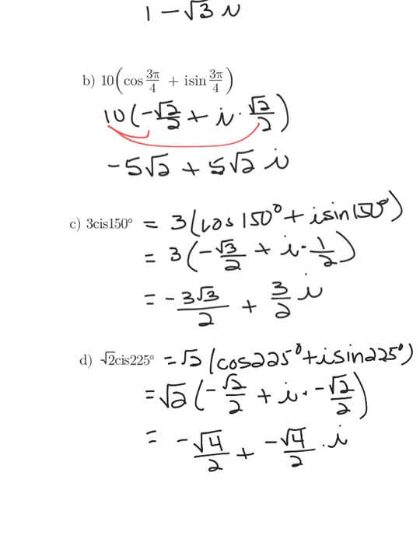Negative square root of 4 is the same thing as negative 2. Negative 2 over 2 gives me negative 1. We could write plus a negative, or you can just write minus 1i. Or if you want to, you can just write this as negative 1 minus i. They are the same thing.